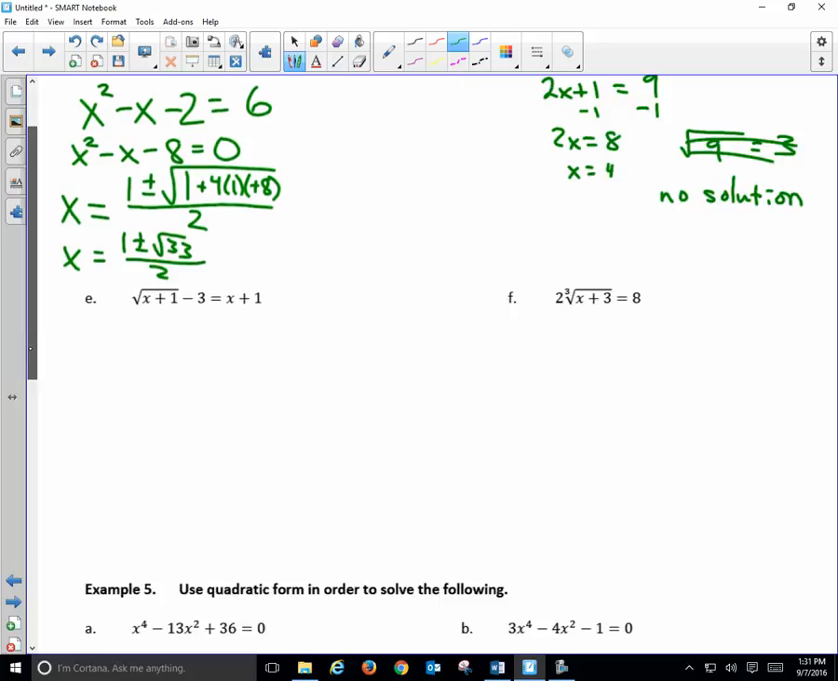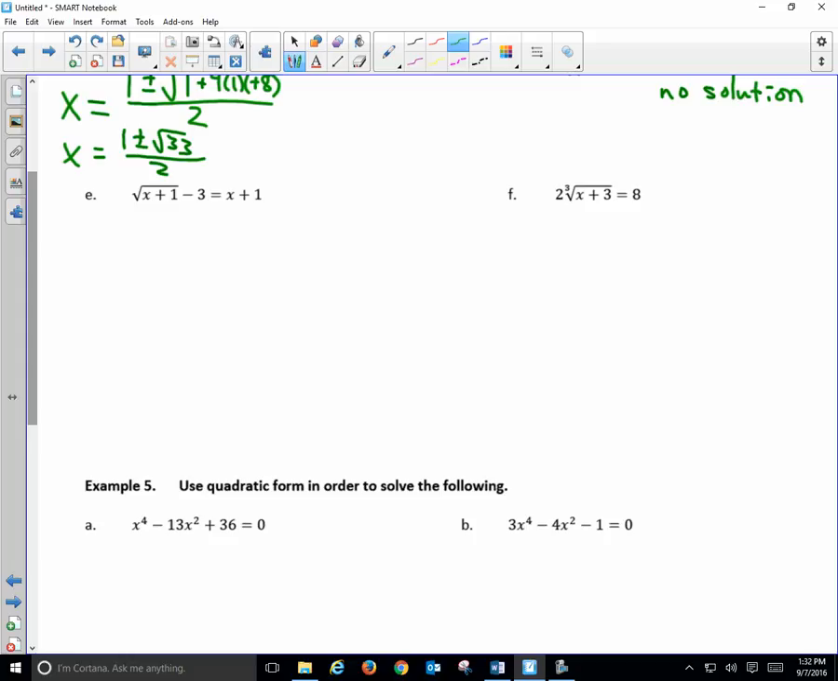Here's a great example. What is the largest degree or largest exponent in letter E? The variable x has a power of 1. But when I go to solve this, square root of x plus 1 is equal to x plus 4. I add the 3 over. Then what do I do to both sides? Square it. As you can see, the largest degree was 1.